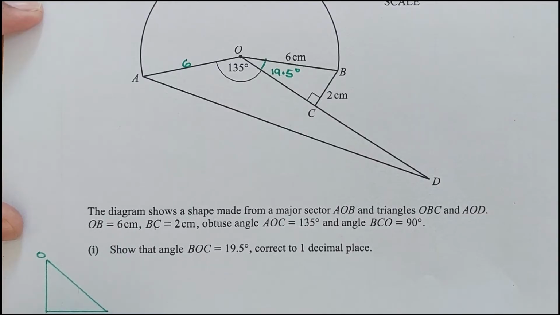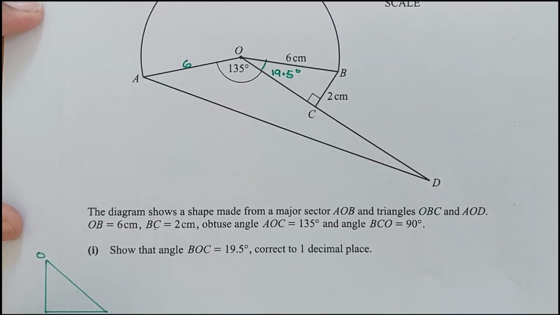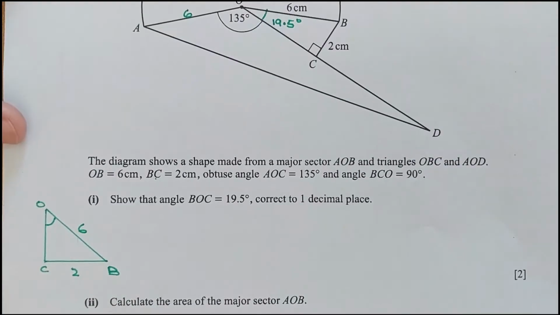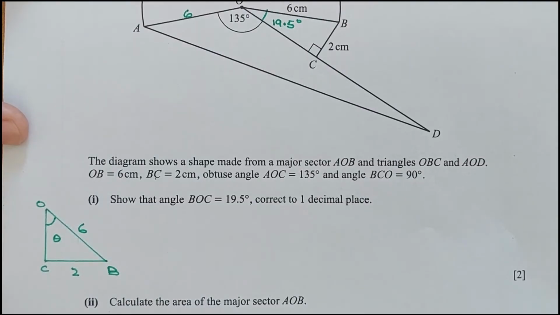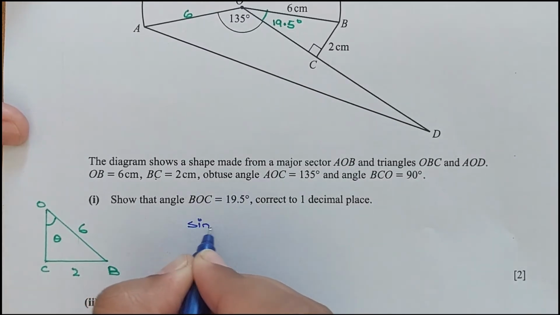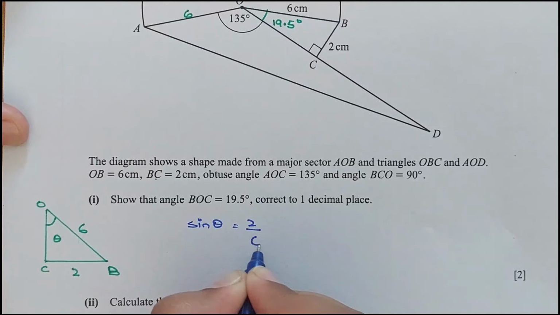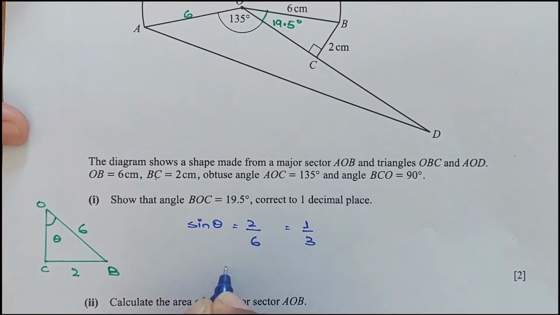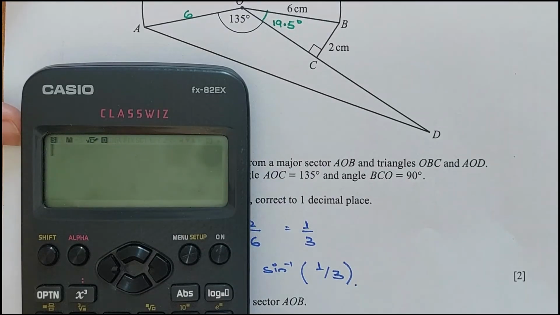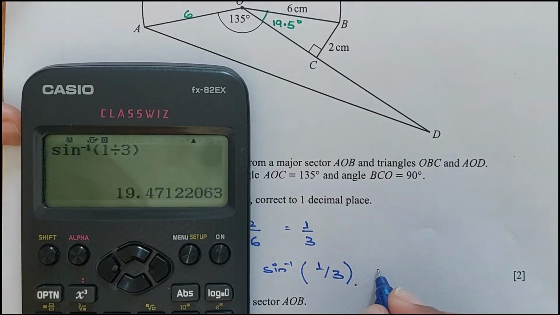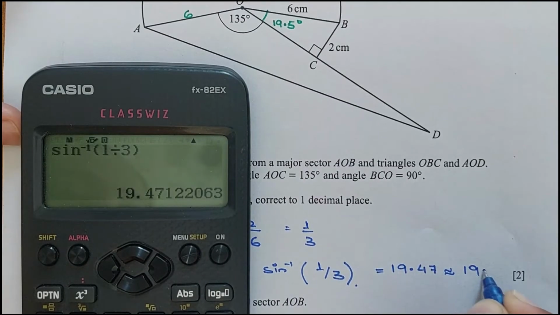This is O, this is C, and this is B. O to C is unknown. We have to find this angle. OB is 6 and this is 2. To find that angle theta, which trigonometric ratio do we apply? Opposite over hypotenuse, so we use sine. Sine theta, opposite is 2 and hypotenuse is 6, which equals 1 by 3. So theta is sine inverse of 1 by 3, which equals 19.47, and up to 1 decimal place, 19.5 degrees.